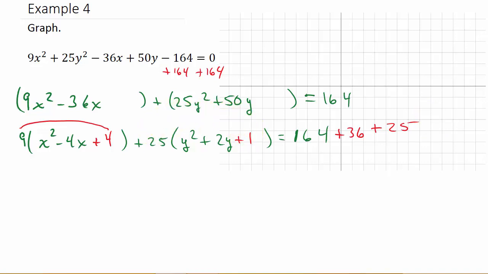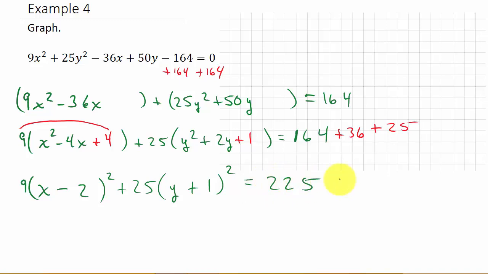Alright, now that's going to leave me with 9 times, and remember, when you complete the square, you get a perfect square trinomial, so that's going to be in parentheses squared. It's the square root of x squared, which is x, this sign, and then the square root of the 4, which is 2, plus 25 times, and then the square root of y squared is y, this sign, and then the square root of 1 is 1, and that's squared. And that is going to equal, let's see, 225.